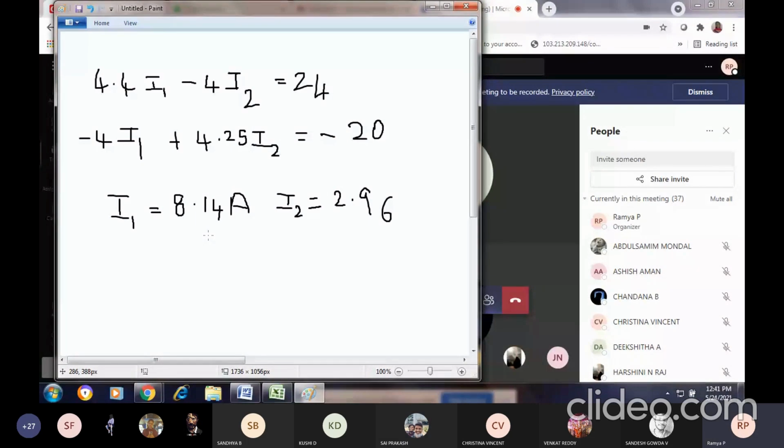When applying the KVL loop, whenever you move from positive to negative, it should be considered a negative sign, and when moving from negative to positive, it should be a positive sign. You made a mistake there. Just have a look at the solved problem I'll share through WhatsApp. Okay, thank you, ma'am.